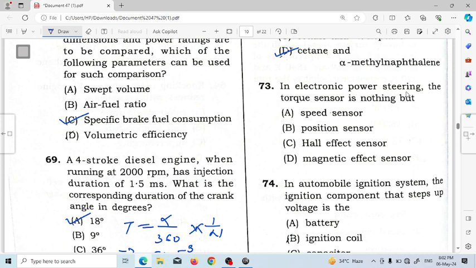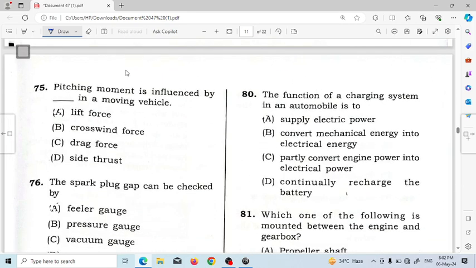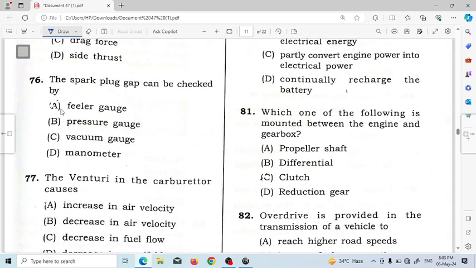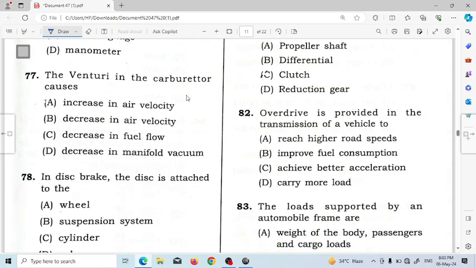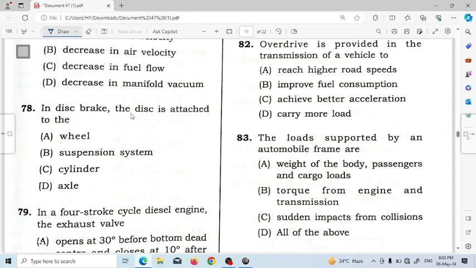Next, in electronic power steering, the torque sensor is nothing but a magnetic effect sensor. Next, in an automobile ignition system, the ignition component that steps up the voltage is the ignition coil. Next, pitching moment in a moving vehicle is influenced by lift force. The spark plug gap can be checked by a feeler gauge. Next, the venturi in the carburetor causes an increase in air velocity. Next, question number 78. In a disc brake, the disc is attached to the axle.